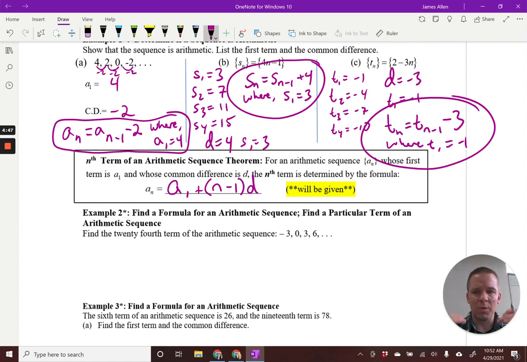I'll explain what I mean with an example here in just a sec. All right. So jot that down. It's an important one. Yeah, we'll give it to you as well. You see highlighted in yellow. All right.